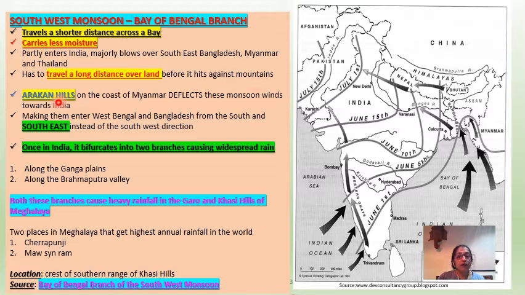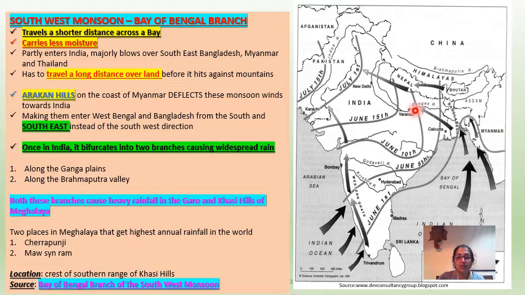Okay. The Arakan hills on the coast of Myanmar. What makes these winds turn towards India? The Arakan hills on the coast of Myanmar, they are here. They deflect these monsoon winds towards India, making them enter West Bengal and Bangladesh from the south and southeast. This is the southwest direction. This is the southeast direction. This is south. So they enter through the southeast direction and the south direction, instead of the southwest. They don't come from here. They come from this part.